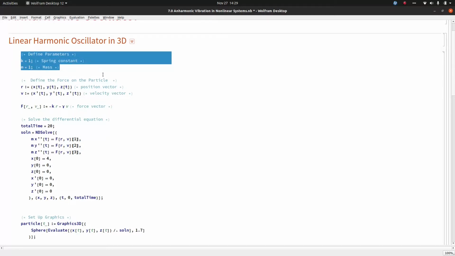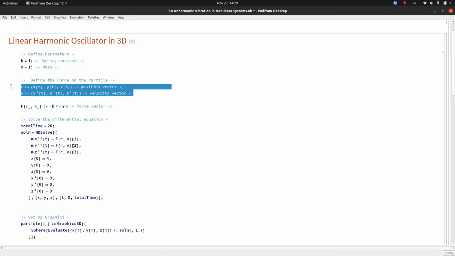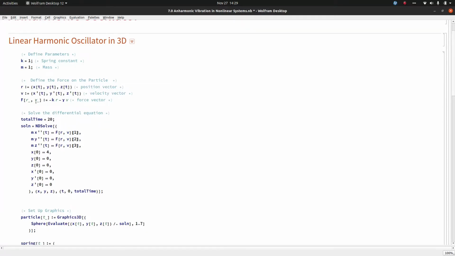We're going to define our parameters. So we'll define the spring constant and the mass. We're also going to define a position vector and a velocity vector along with a force vector. And I'll keep things simple here.